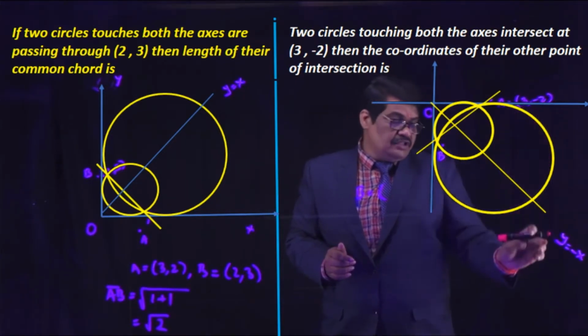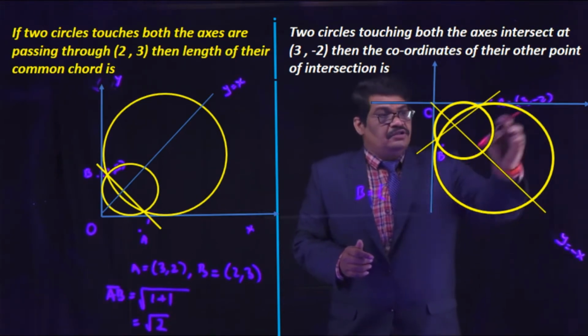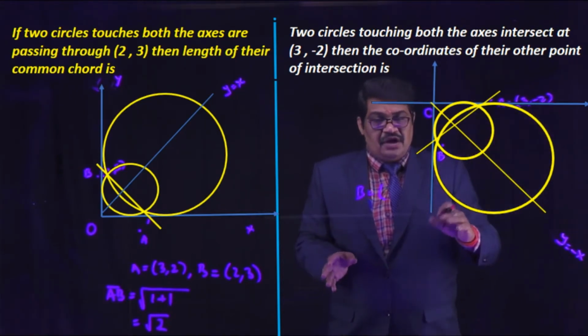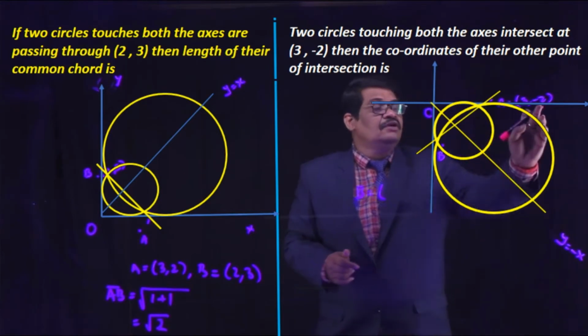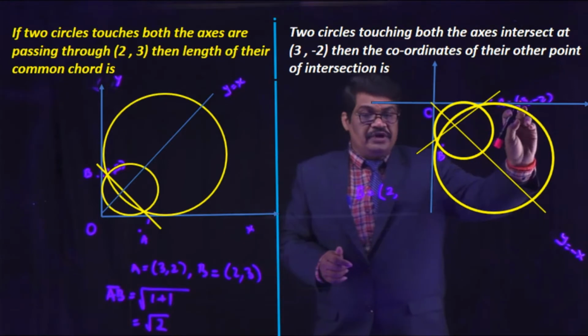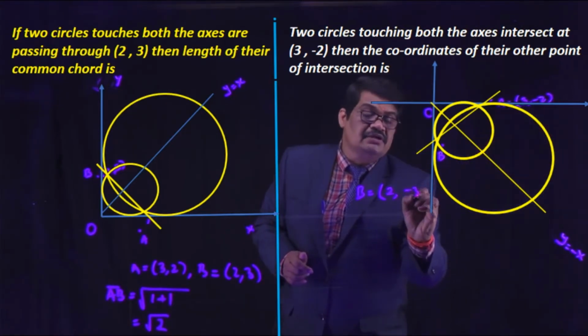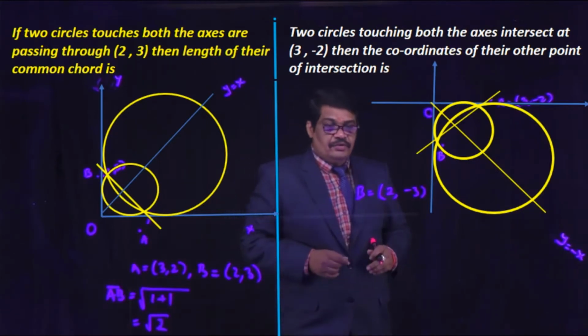So with respect to the line y = -x, the coordinates of the image point are interchanged and the signs also change. Here -2 becomes minus of minus, that is plus 2, and the x-coordinate 3 becomes the y-coordinate, that is -3. These are the coordinates of B.